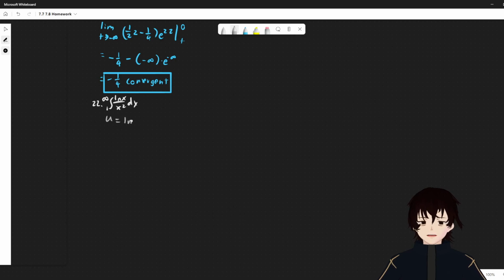u is equal to natural log of x. du is equal to 1 over x dx. dv.